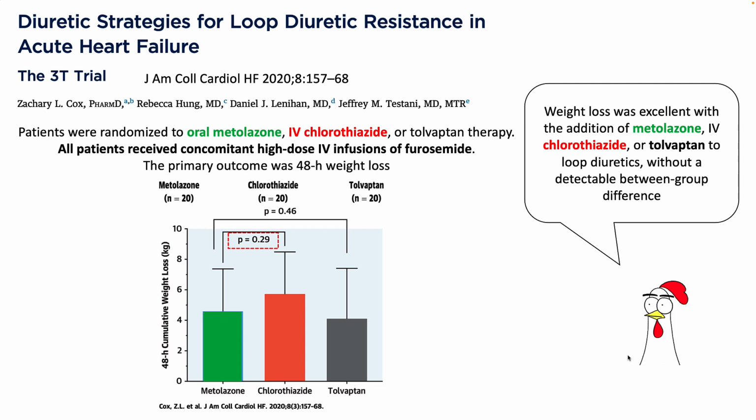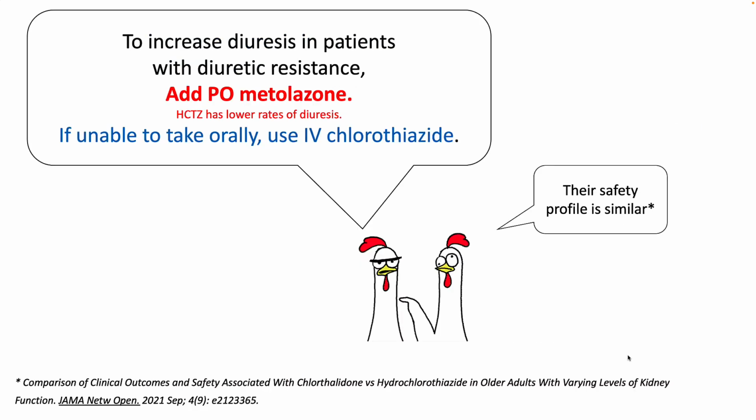The only randomized control trial that I could find was 3T trial, which compared metolazone, chlorothiazide and tolvaptan, and you can see there is no difference in 48 hours cumulative weight loss between metolazone and chlorothiazide. So to increase diuresis in patient with diuretic resistance, use PO metolazone, and if unable to take orally, use IV chlorothiazide. Hydrochlorothiazide has much lower rate of diuresis, and you can use that as well. The safety profile of all these thiazides are pretty similar.